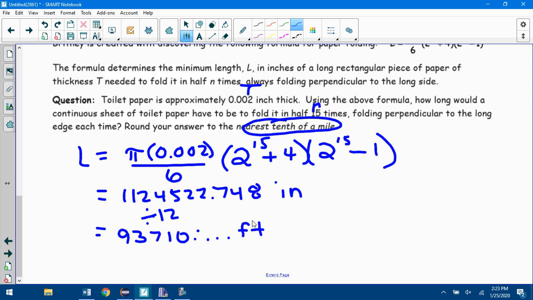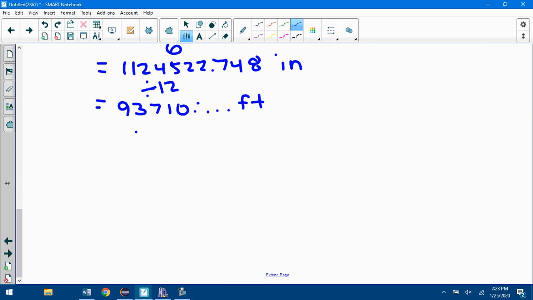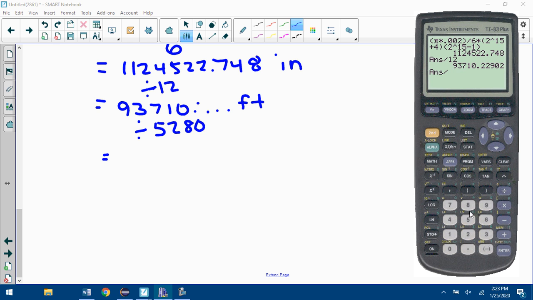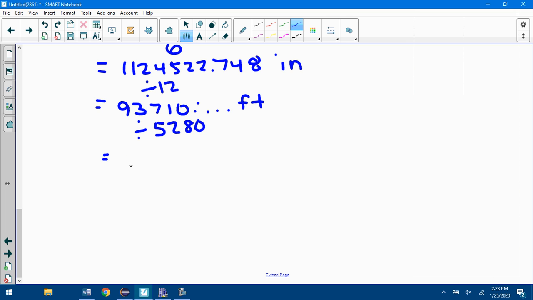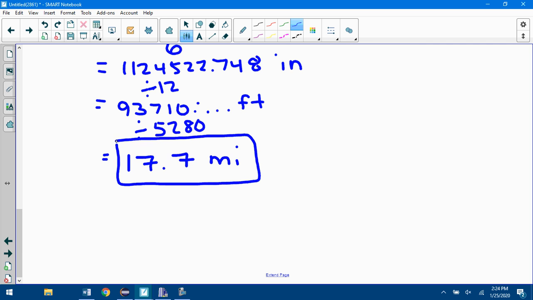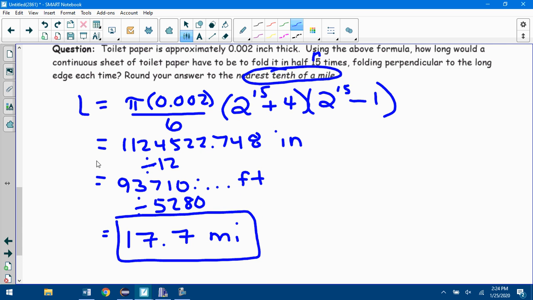If I wanted that in miles, well, there's 5,280 feet in a mile. So we divide this by 5,280, and I'll finally get my miles. And we wanted the nearest tenth of a mile, your toilet paper would have to be 17.7 miles long just to fold it 15 times. Kind of crazy. But if you ever wondered, that's it.